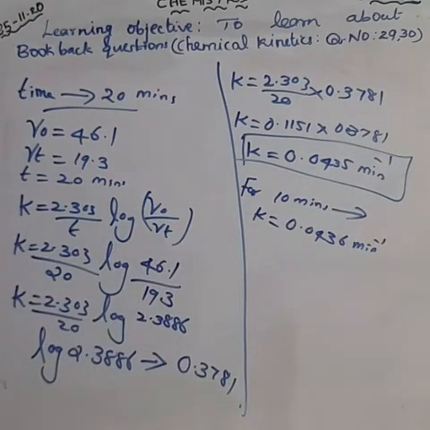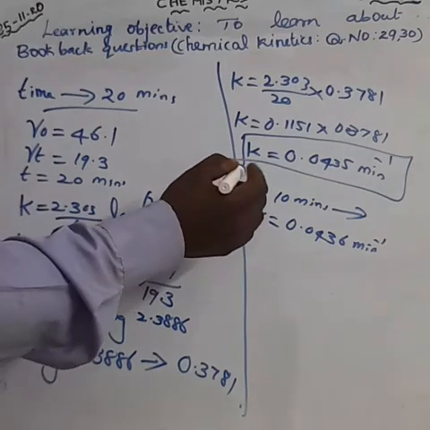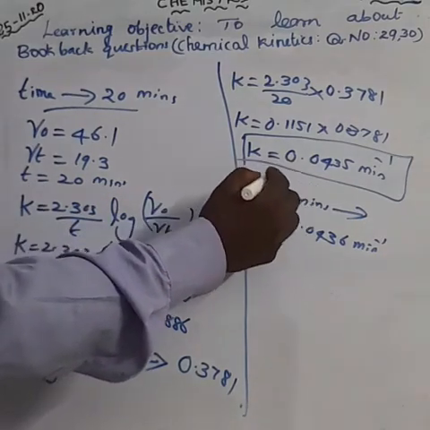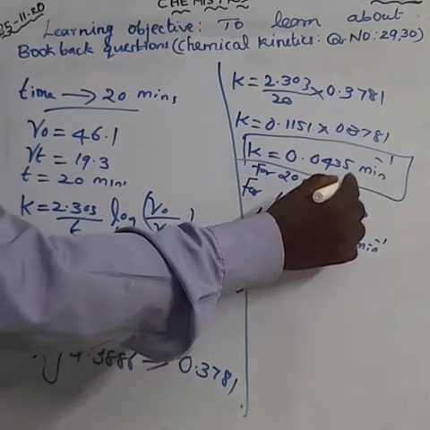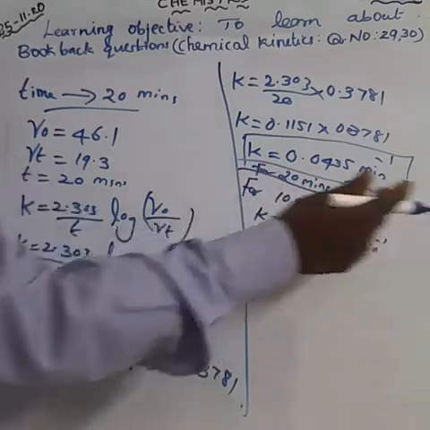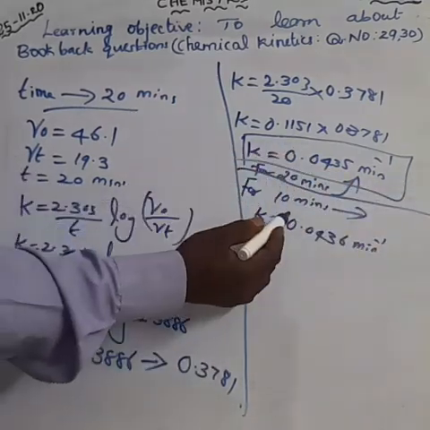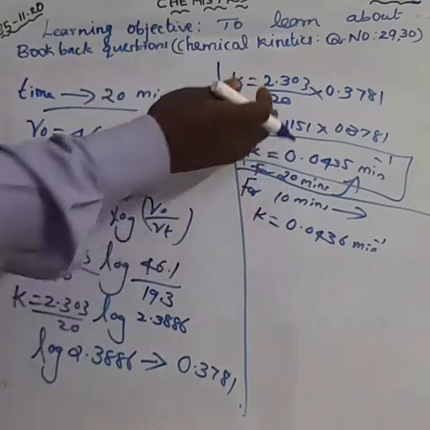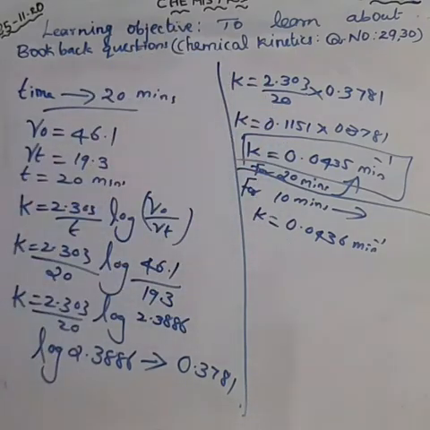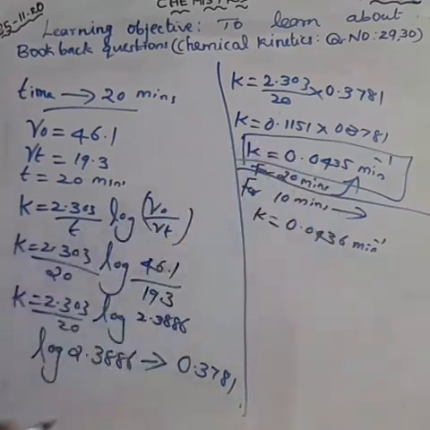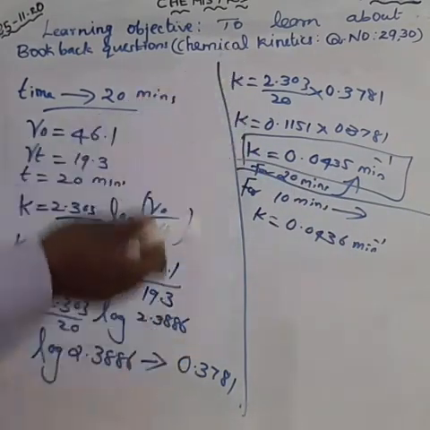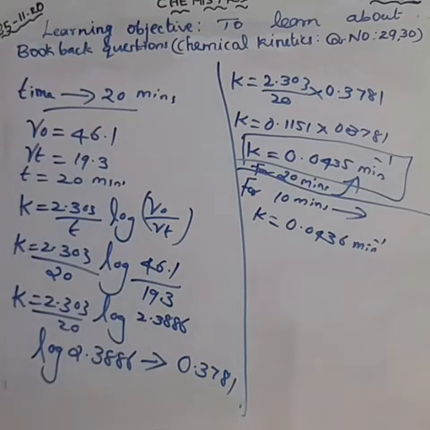So this value of K is for 20 minutes, and this answer is for 10 minutes. Both values of K come out nearly constant. Okay, a small variation only. Here it comes to a constant. Hence, it is a reaction of the first order.